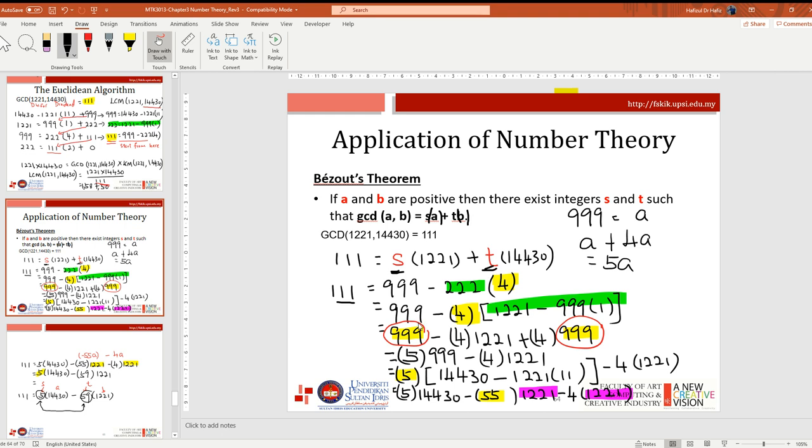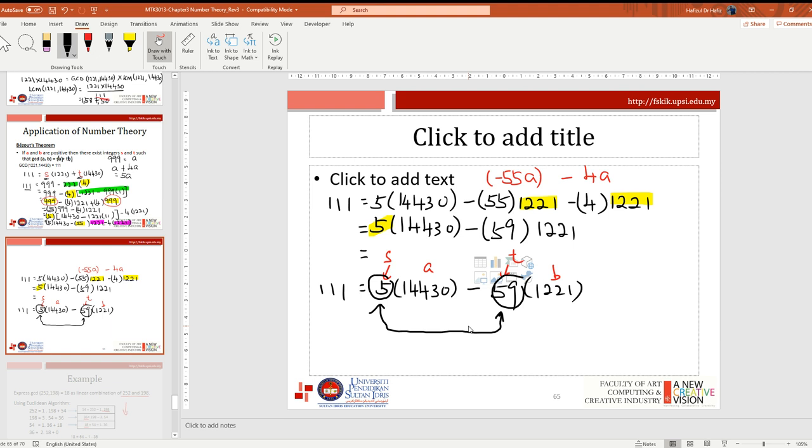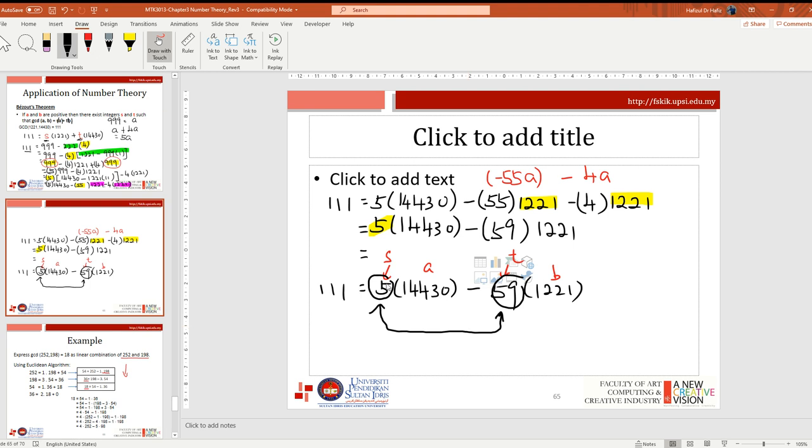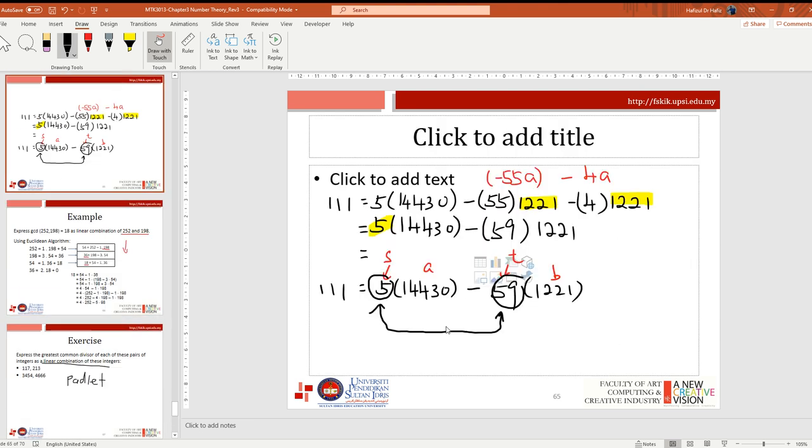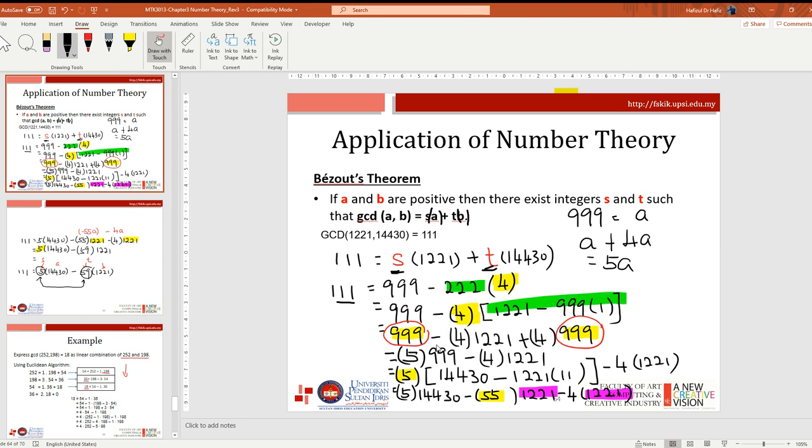Jadi kita guess 999 minus 222 multiplied by 4. Okay, and then kita buat calculation macam ni. Lastly kita akan dapat untuk 5 ni 55 negatif 4A, negatif 54 minus 4A. This one is the guess. Okay, Bezout theorem, ni another example.